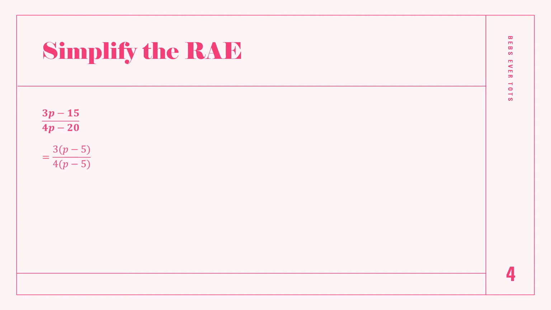While the denominator has a common factor of 4. So you have now 4 times p minus 5. So we can cancel now p minus 5, and what is left there is 3/4. And this is now the simplest form of this rational algebraic expression. Okay, let's have another example.